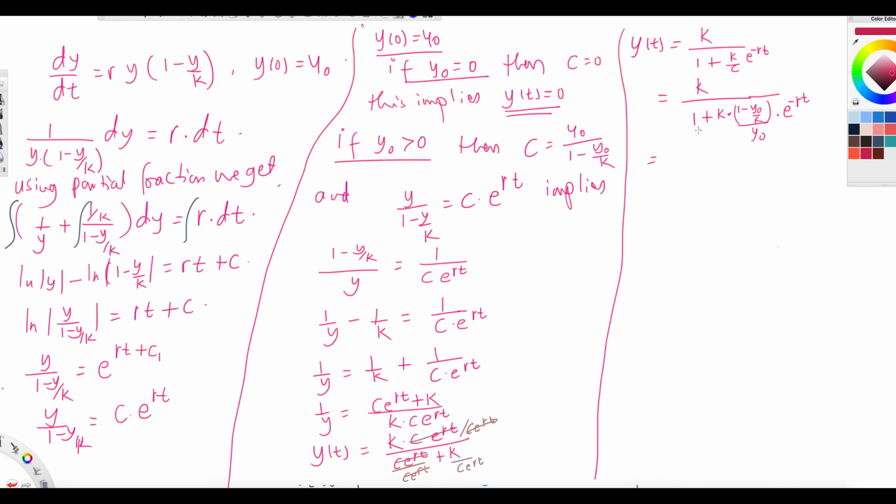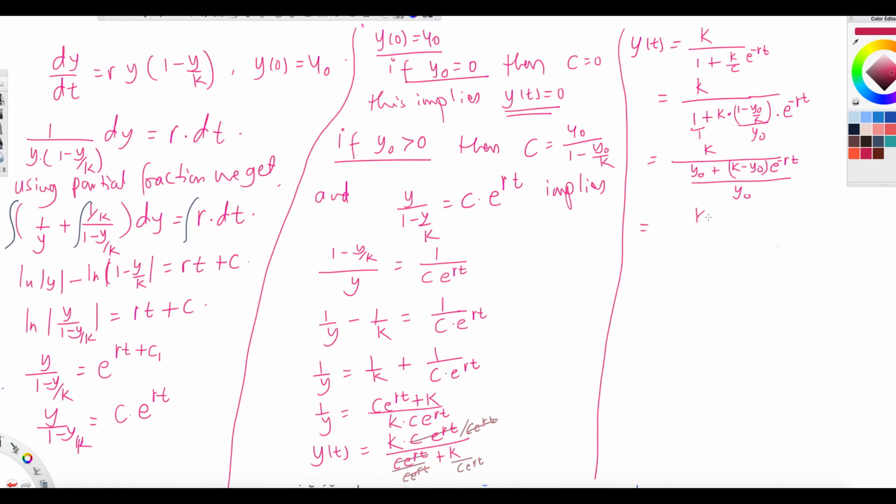So because there is 1 in the denominator, I want to make the same common denominator in the denominator there. So what you do is k over y0 plus k minus y0, I'm just distributing that, times e to the negative rt, divided by y0. You see that? So what do you get there then?